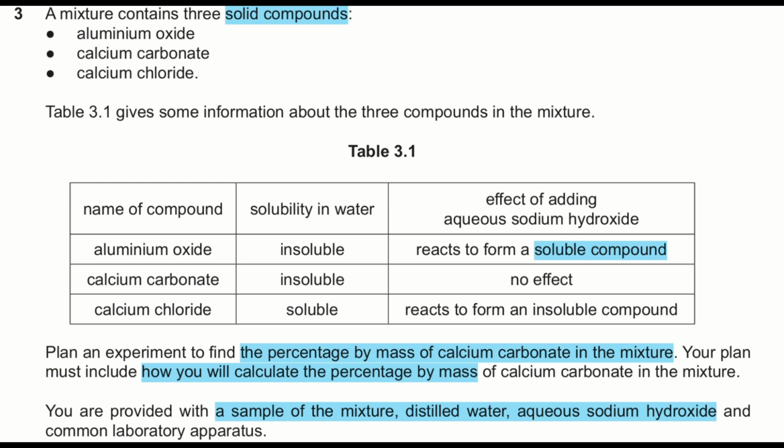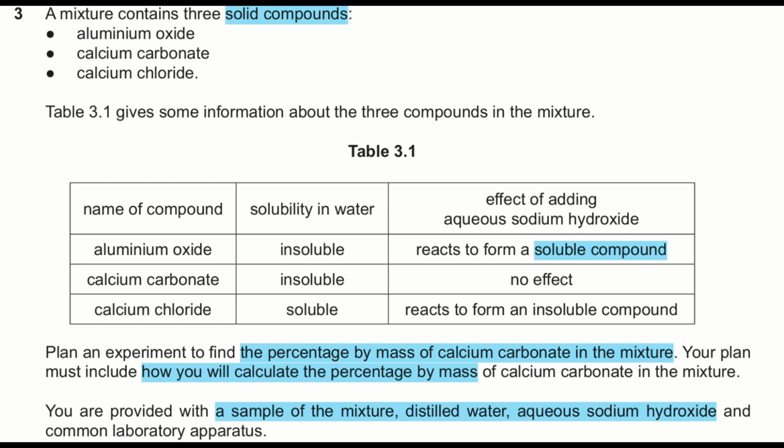Since 2 of the 3 compounds in the mixture are insoluble, we're going to add distilled water, not just water, distilled water. The question does give you a hint to use distilled water, as you can see, so that is what you should do. Then after distilled water is used, we have to obviously stir the mixture to dissolve the calcium chloride.